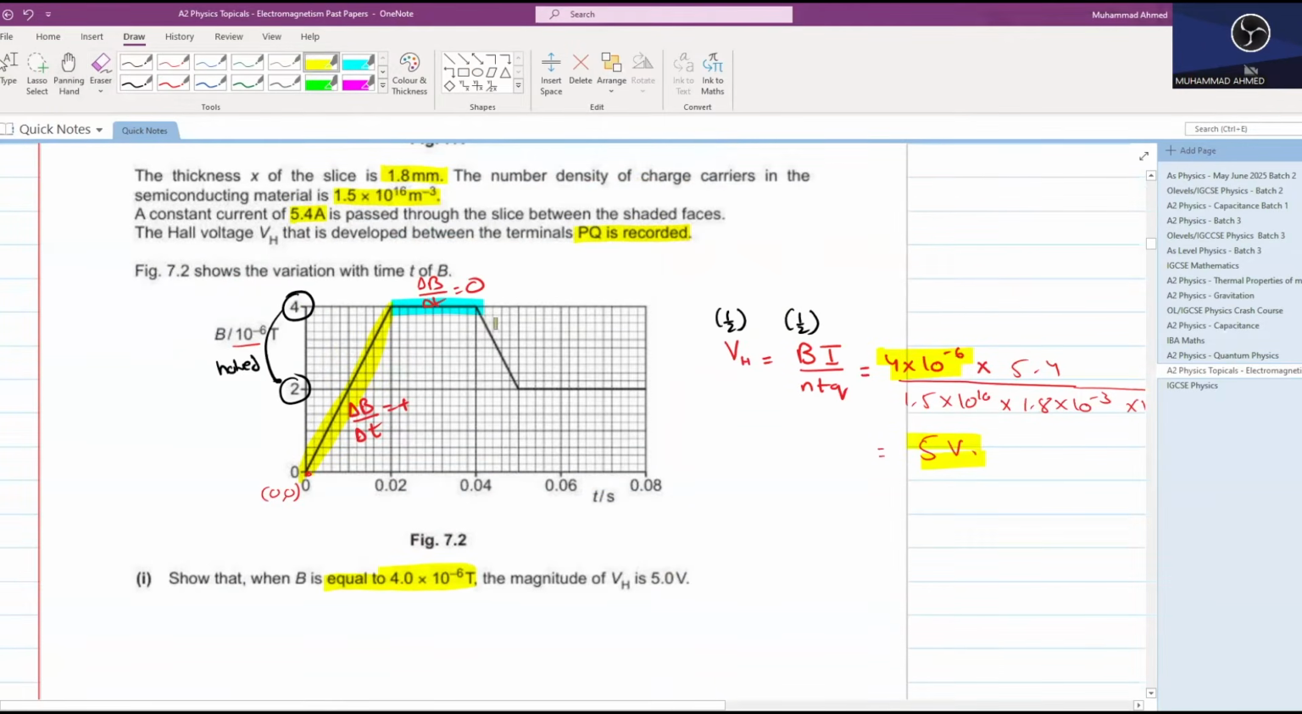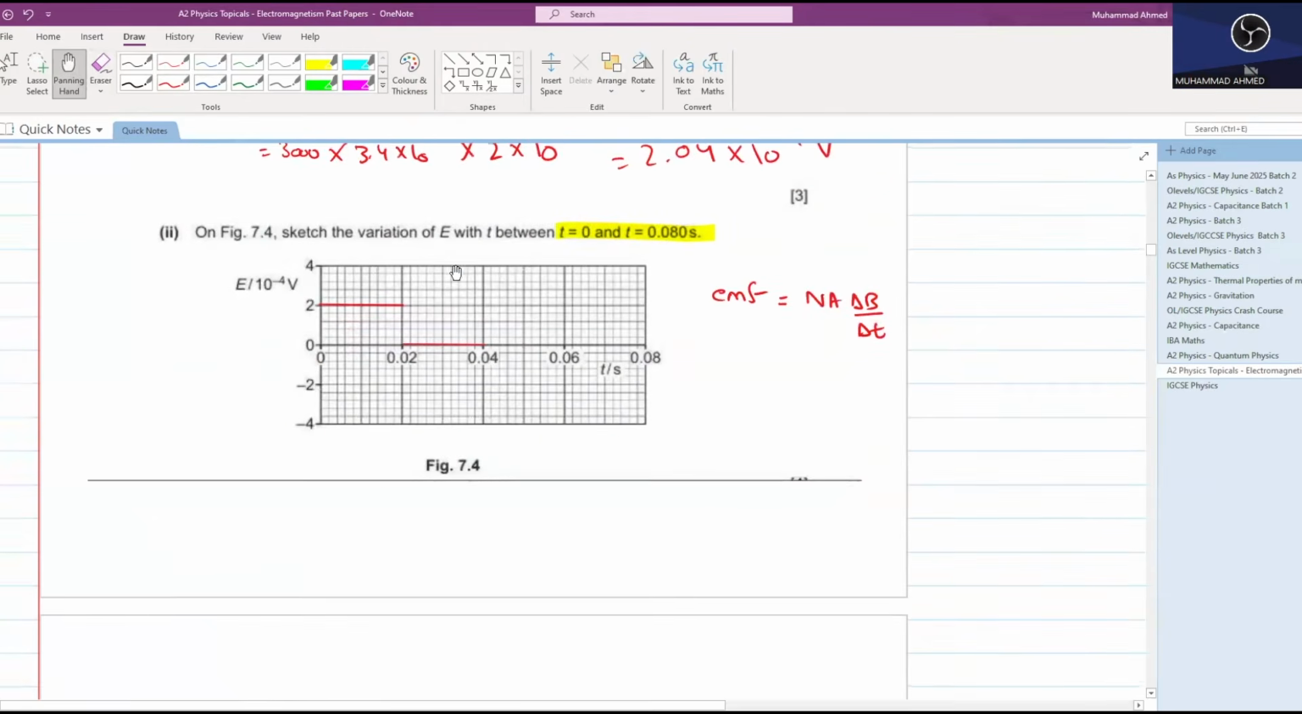Now, from 0.04 till 0.05, can you observe a thing? From 0.04 till 0.05, that is somewhere here, you have a change in B over change in T as negative. So what will happen? Your EMF will be negative. So let's draw a negative EMF of the same value.